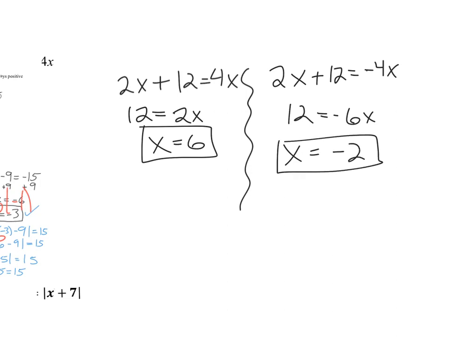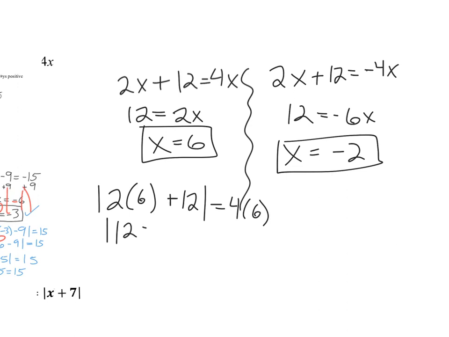So now let's check our answers. And so we've got the absolute value of 2 times 6 plus 12 is equal to 4 times 6. Okay, that's going to give me, in the end, 12 plus 12 is equal to 24. And the absolute value of 24 equals 24. That is a true statement, so that one's good to go. Okay, let's take a look at the next one.